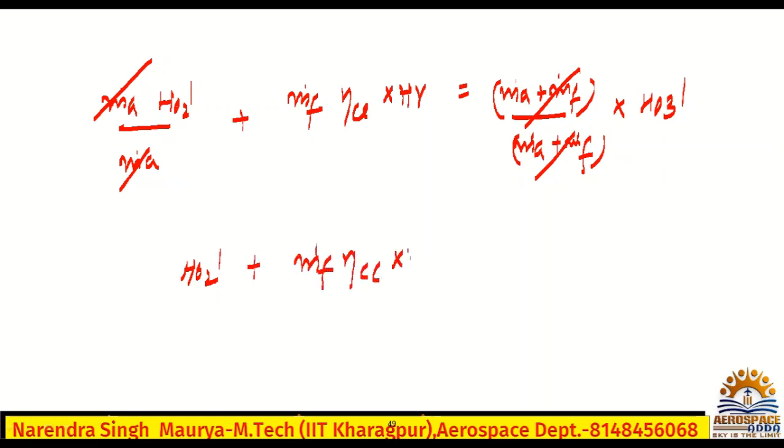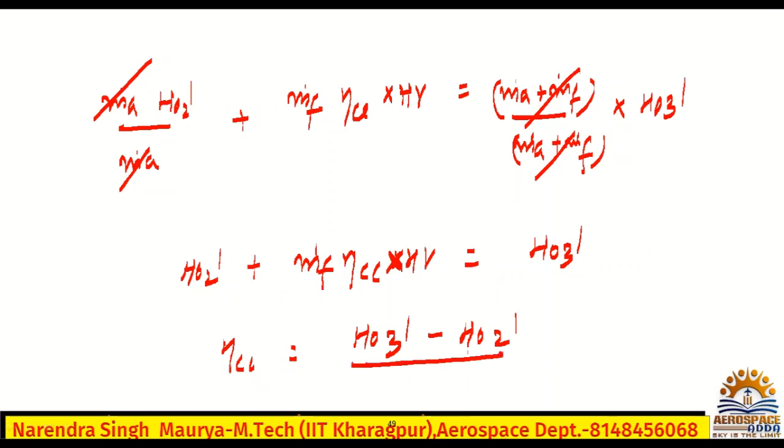So what you will have: h naught 2 dash plus eta cc into heat value is equal to h naught 3 dash. What will be the value of combustor efficiency? Eta cc is equal to h naught 3 dash minus h naught 2 dash, divided by m f into heat value. I hope you all understand this.